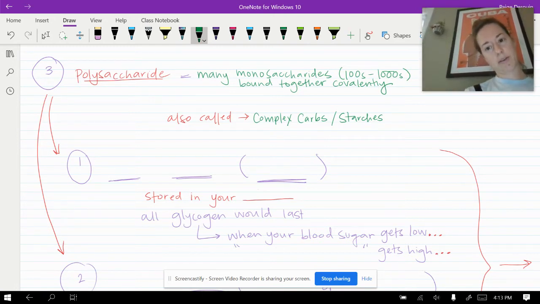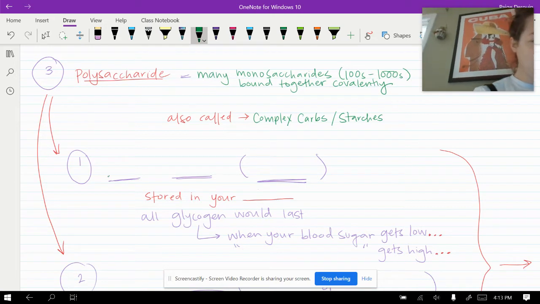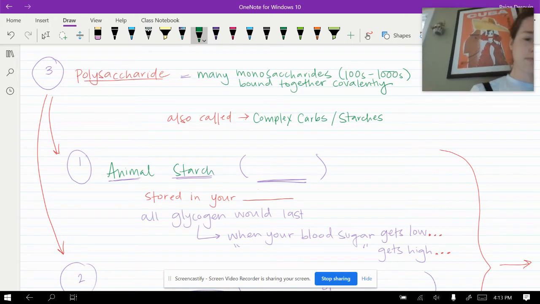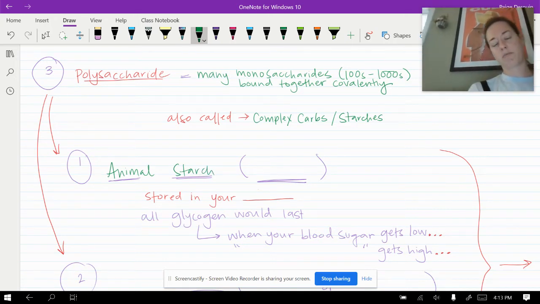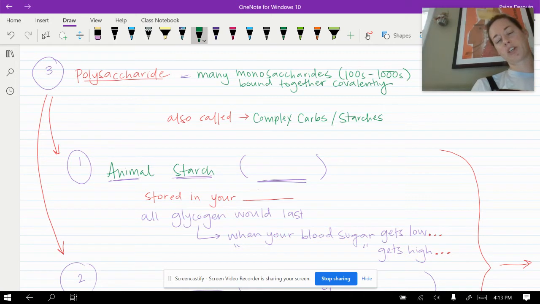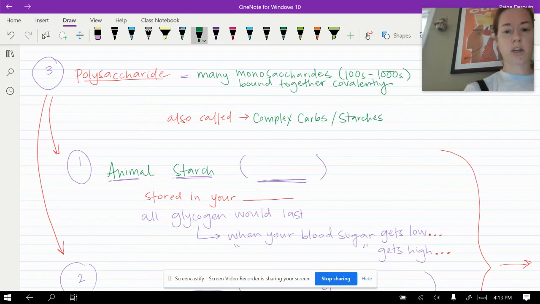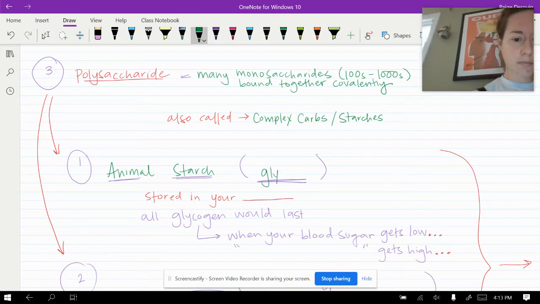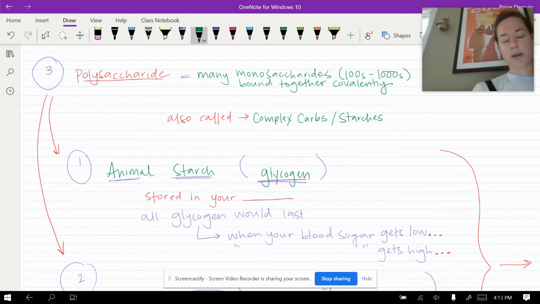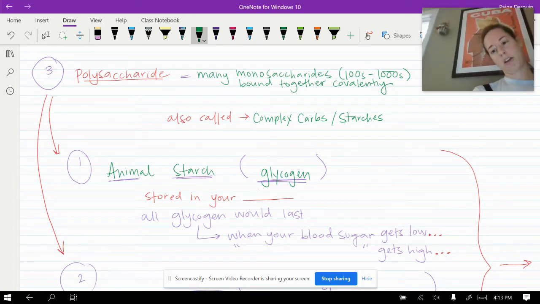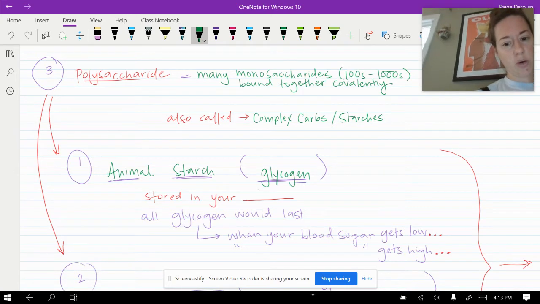The first one that we're going to talk about is actually animal starch, which might be something that you've never really thought about before, but we actually do store starches in our bodies to use later. The starch that we store is called glycogen. So there's glyco again, coming back up. And your glycogen is actually stored in your liver.